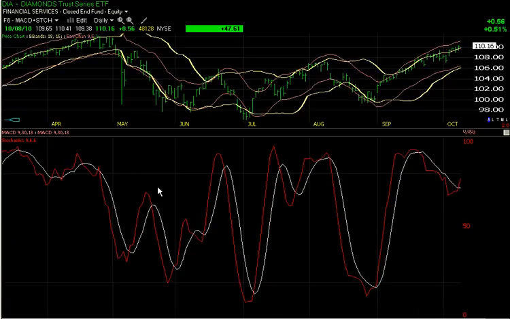So high on the chart is overbought, low on the chart is oversold. The stochastic crossing below the white line, or the signal line, is bearish, and above is bullish.